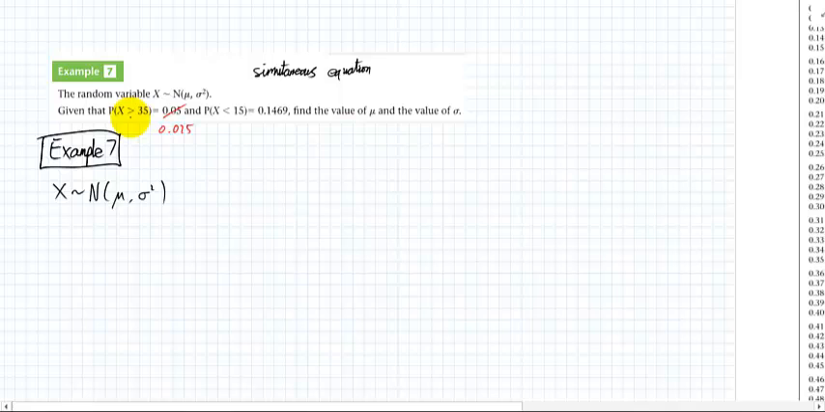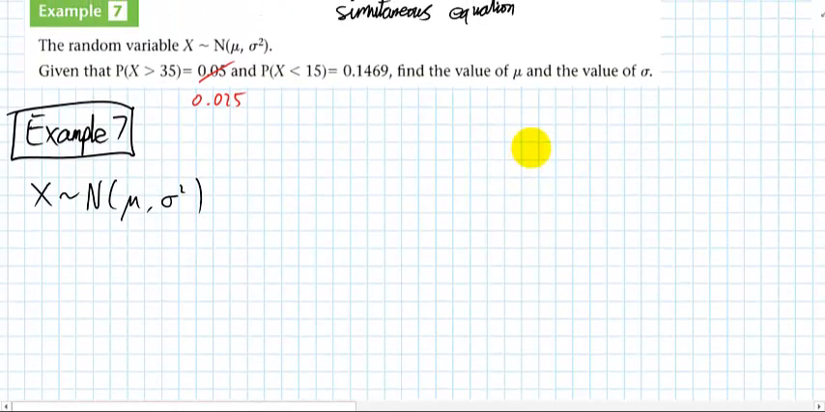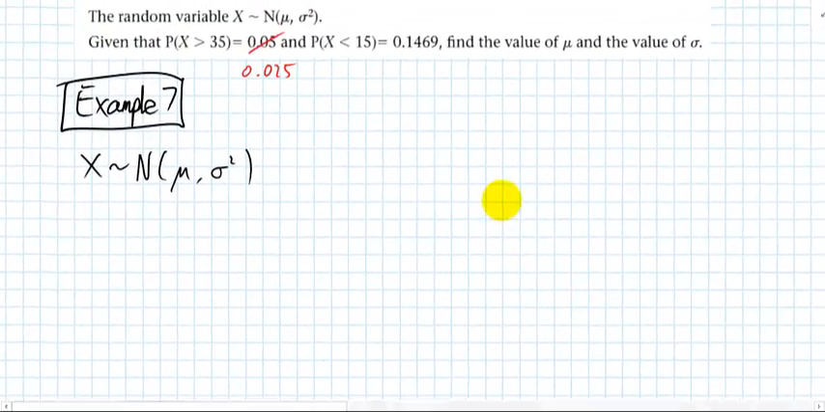But to help us to solve this problem, we are given two facts on probability. Now, there is a typo in your book which you should correct. Instead of 0.05, it should say 0.025. To solve this, you will need to get two equations which include mu and sigma, and then solve simultaneous equations using those two equations. Alright, let's see what we mean by that.